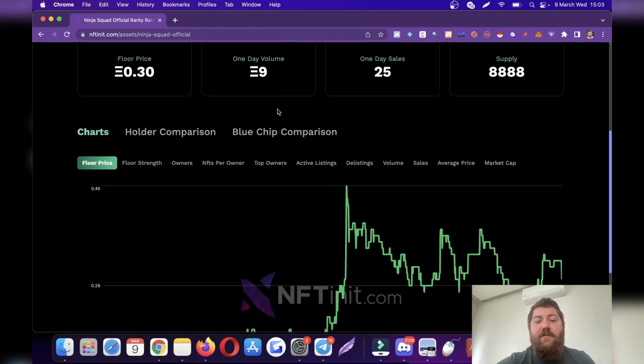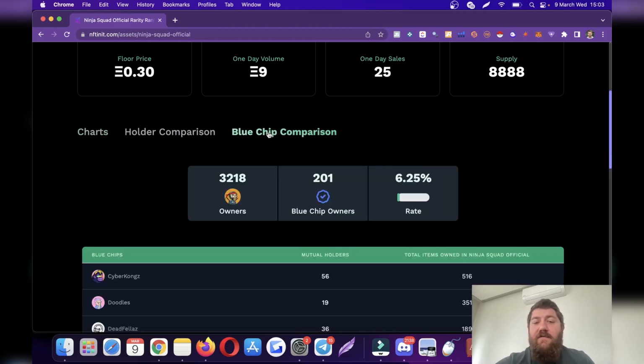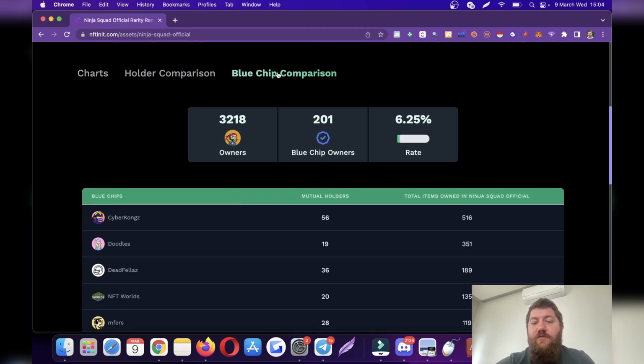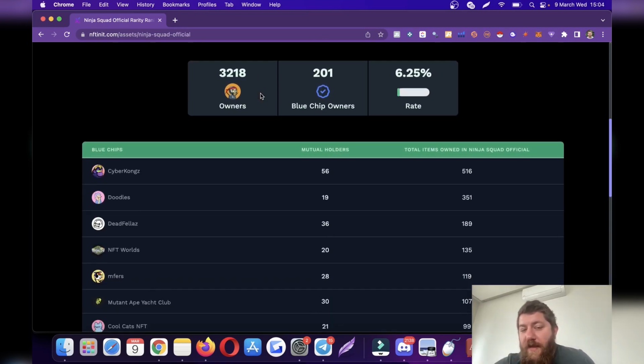Let's start with the blue chip comparison. Right now we are analyzing Ninja Squad NFT. In blue chip comparison, we compare this collection to the big collections with a lot of volume and see how many mutual holders each collection has. So in this case, Cyberkongs has the most mutual owners with Ninja Squad NFT. They have 56 mutual holders, and these 56 mutual owners have 516 items in Ninja Squad.